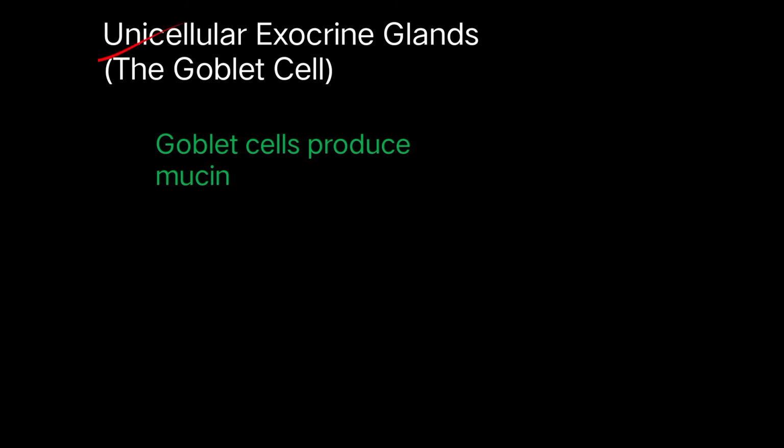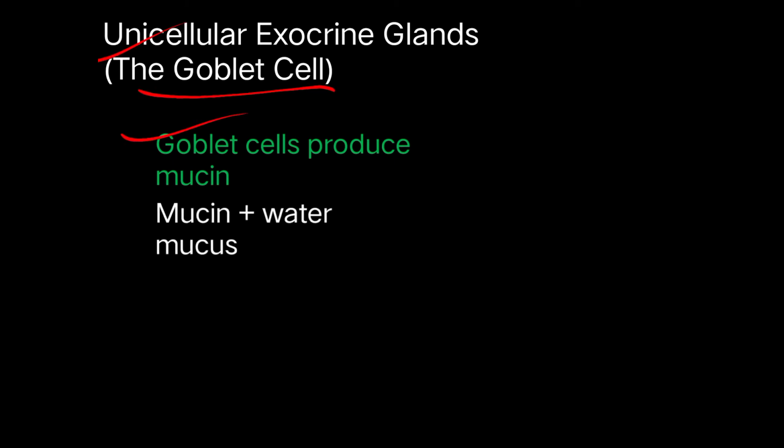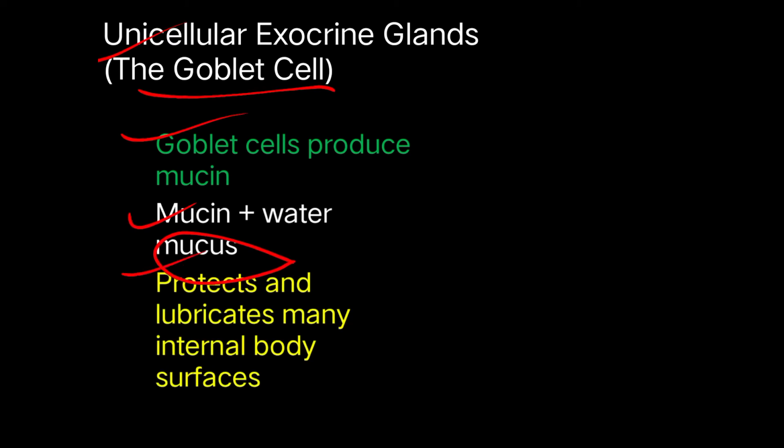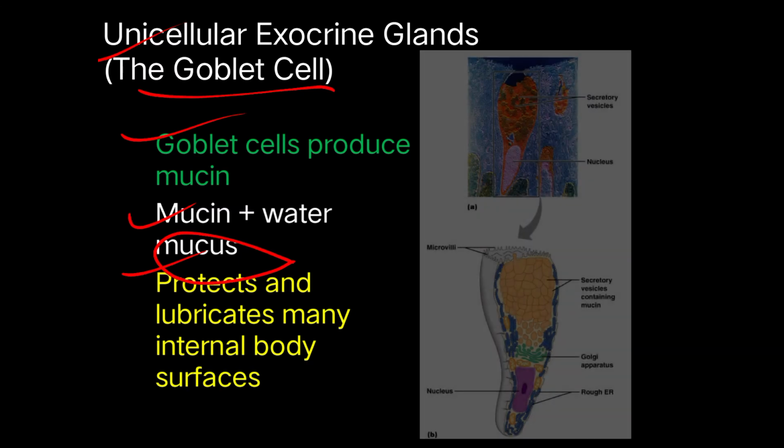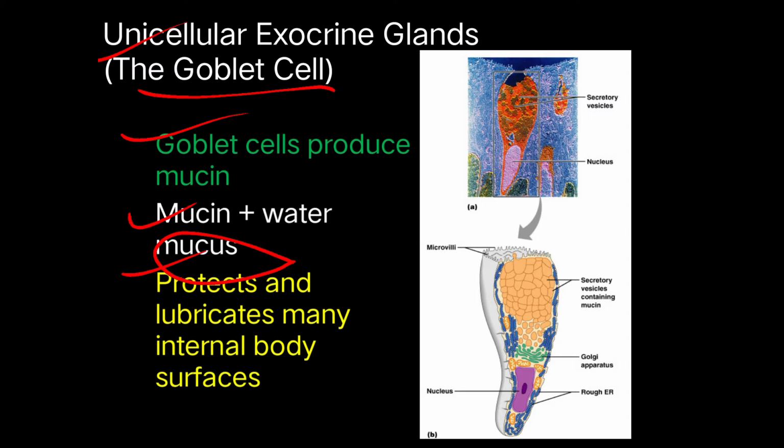Then unicellular exocrine gland, the goblet cell. Goblet cells produce mucin. Mucin, along with water, forms mucus, and it protects and lubricates many internal body surfaces. As we can see in the photograph, these are the secretory vesicles inside the goblet cell, and this is the nucleus of the goblet cell. In the animated picture, this is the nucleus, this is the rough endoplasmic reticulum, here we can see the Golgi apparatus, and this is the secretory vesicle containing mucus or mucin. Then mucin is excreted out of the goblet cell, and in contact with water it forms the mucus.